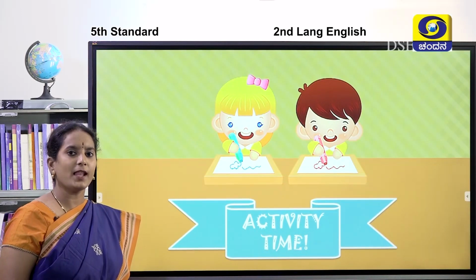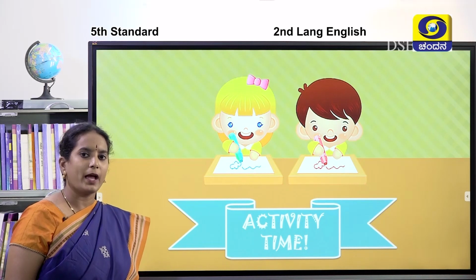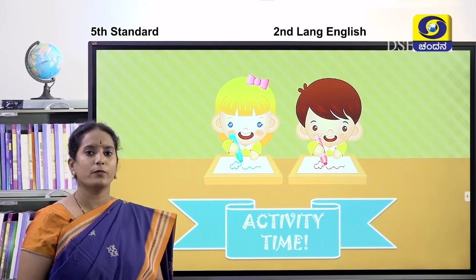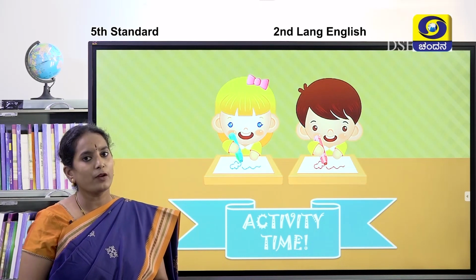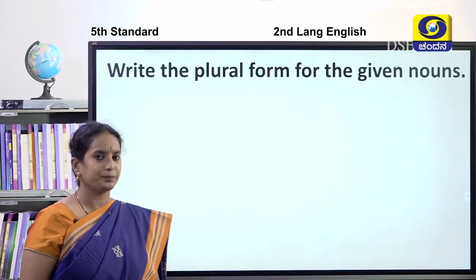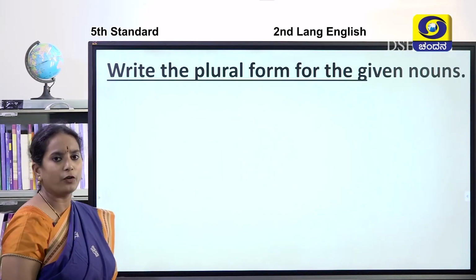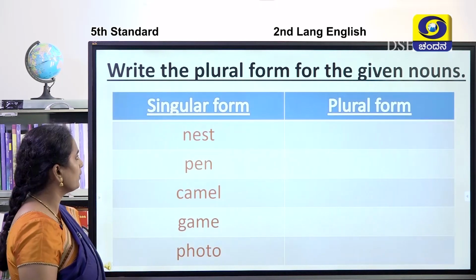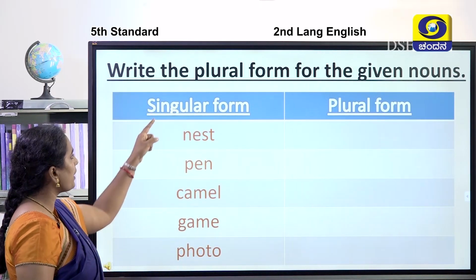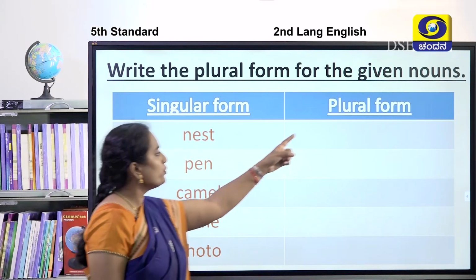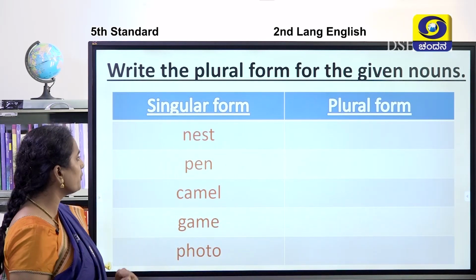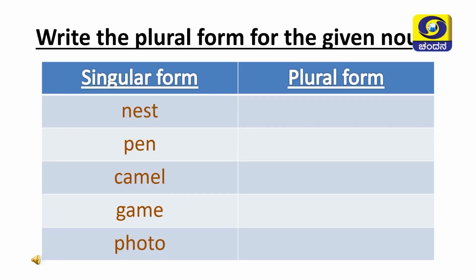Now, here is again an activity time related to singular and plural nouns. I am going to show you some words and you have to tell me the plural form for the words. Shall we start? Write the plural form for the given nouns. Now here is the table. Here I have given you the singular form and now you have to tell me the plural form. What are the words? Nest, pen, camel, game and photo. Now come on children, try to make plural forms for these given words.